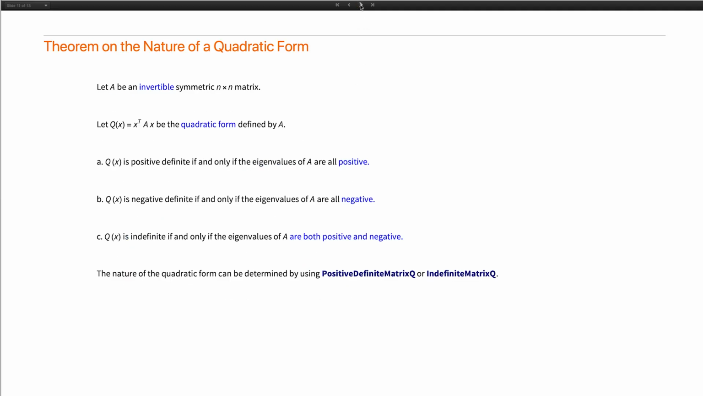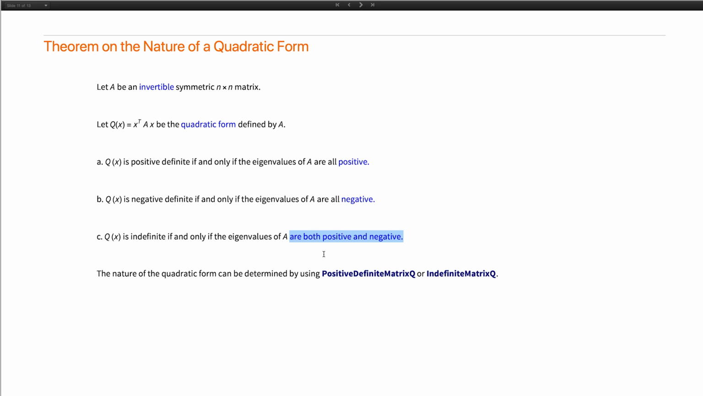And the question is, how do you decide which kind of quadratic form you have? So let's say you have an invertible symmetric matrix A. You find the corresponding quadratic form. Then this quadratic form is positive definite if and only if all the eigenvalues of A are positive. That's a very nice, simple criterion. So positive definite corresponds to positive eigenvalues. Negative definite corresponds to negative eigenvalues. And indefinite, the middle case, corresponds to the case where the eigenvalues are both positive and negative.